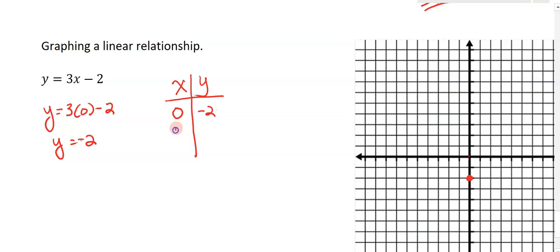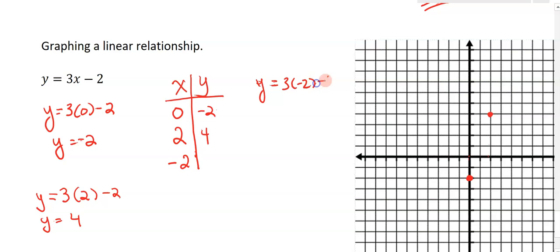Let's pick something else. Let's pick, I don't know, 2. You can pick anything. So I plug in 2, and I just evaluate. 6 minus 2 is 4. Oh, I have another point. 2, 4, right? 2, up 4. Okay? We can pick anything. Maybe let's pick a negative. Let's pick negative 2. See what happens when I plug in negative 2. So I'm going to get y equals 3 times negative 2 minus 2. And I'm going to get negative 6 minus 2, which becomes negative 8. And I can plot that. So I go left 2 and down 8, 2, 3, 4. And you can see, yes, indeed, these points are falling in a straight line.